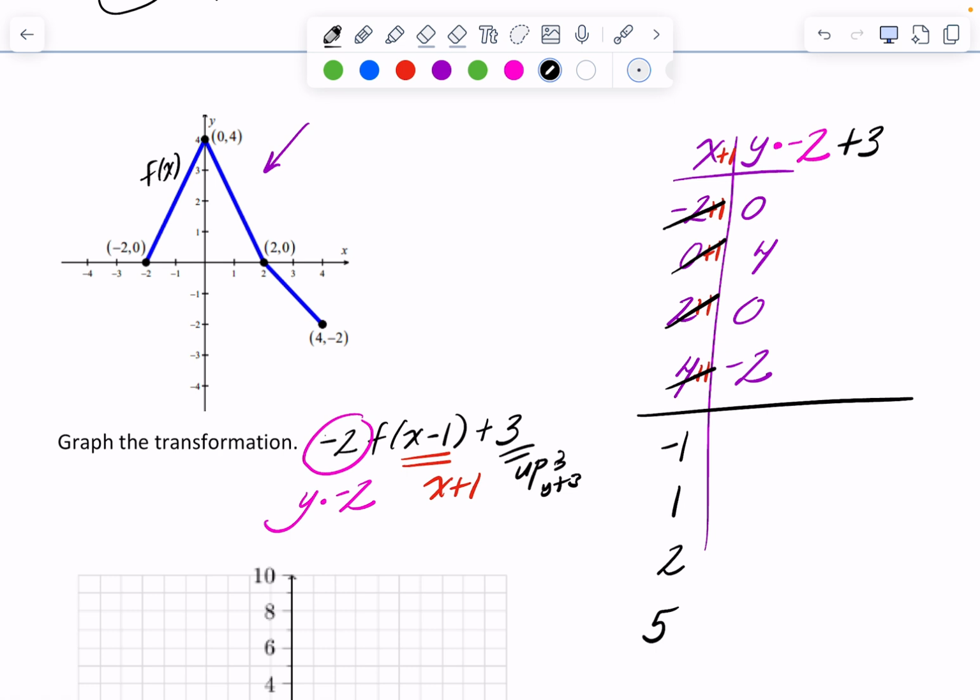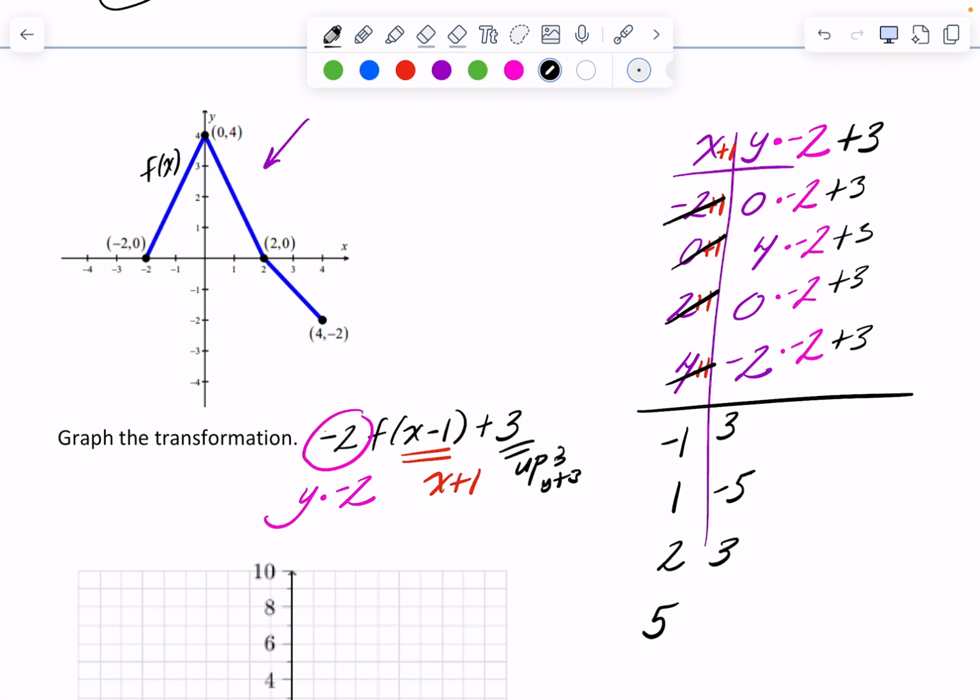Then I'm timesing these by negative 2. And then after that, I'm adding 3. So 0 plus 3 is 3. Negative 8 plus 3 is negative 5. 0 plus 3 is 3. 4 plus 3 is 7. So we now go graph those points.